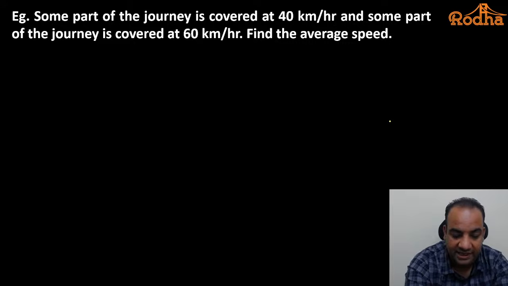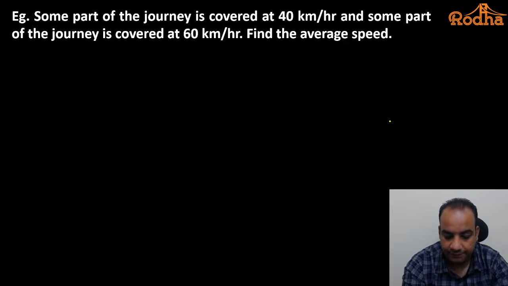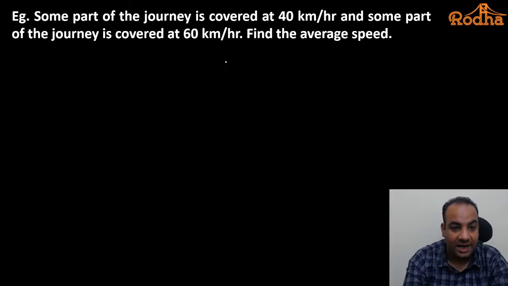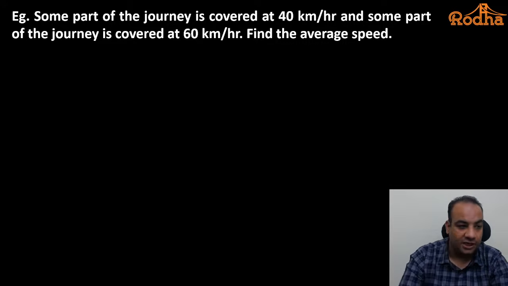Now, please tell me the answer for this question. If I say some part of the journey is covered at 40 km per hour and some part of the journey is covered at 60 km per hour, find the average speed of the journey.